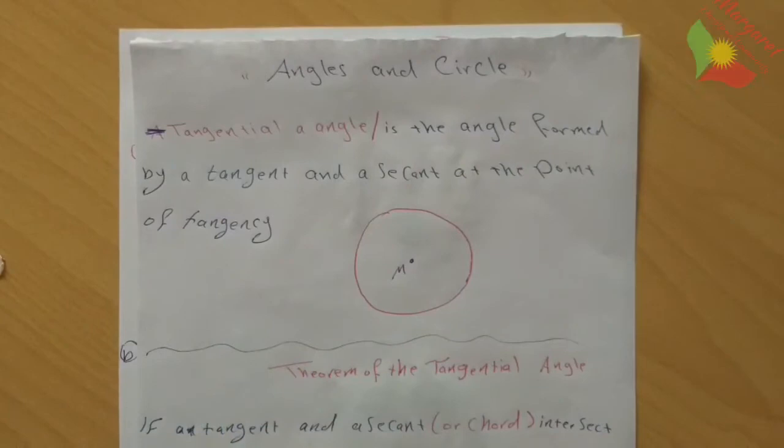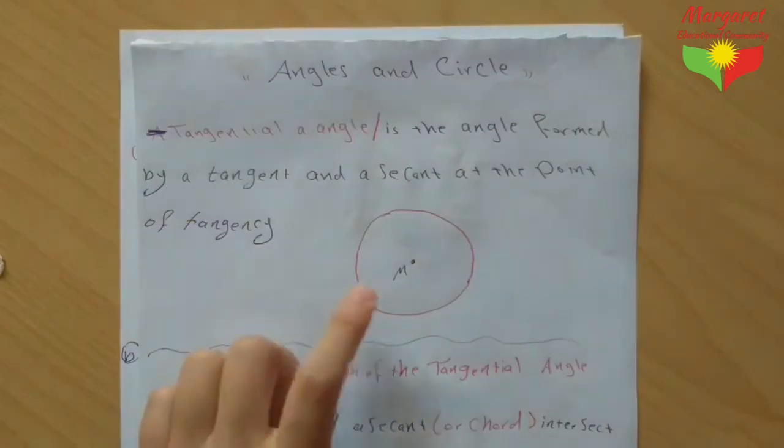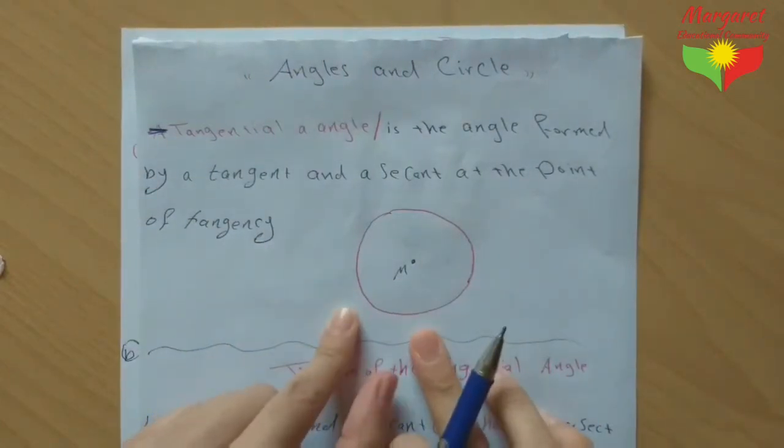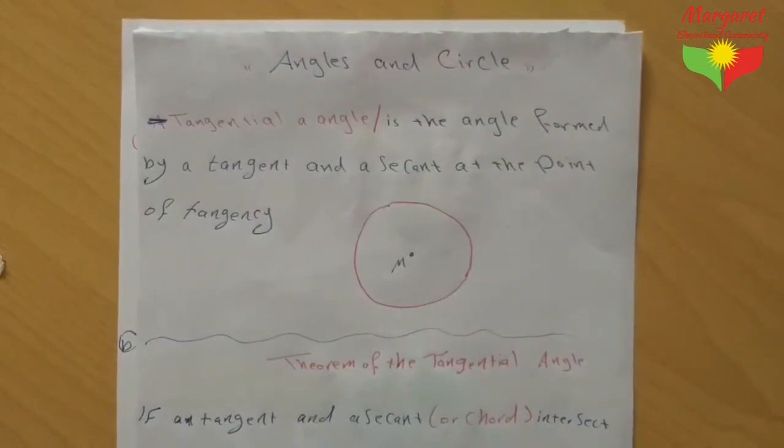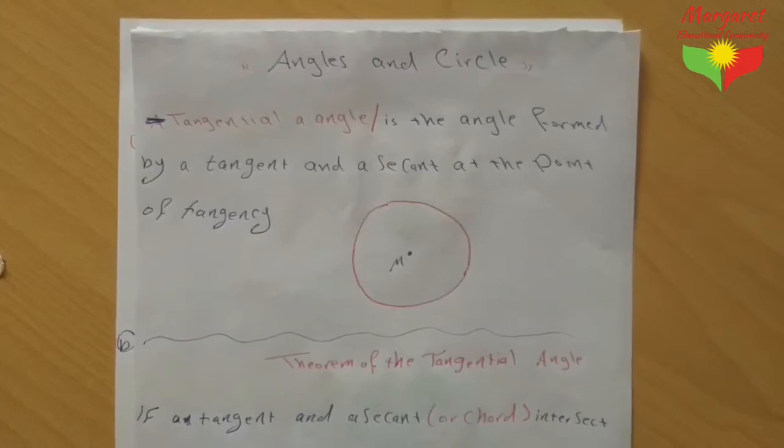By which type of angle is called the tangential angle. We have a picture of the circle. Look, from lesson 1 in chapter 6 we talked about a tangent line.